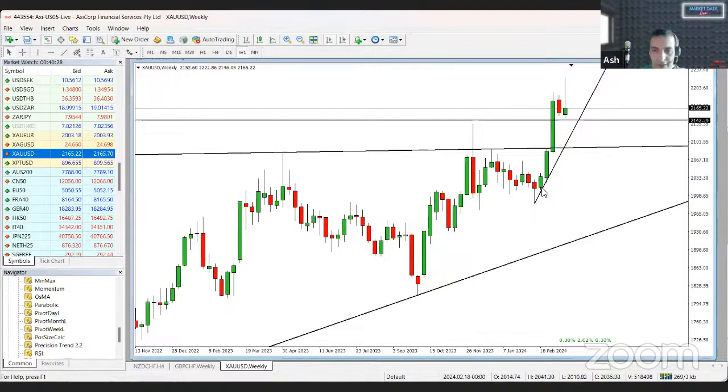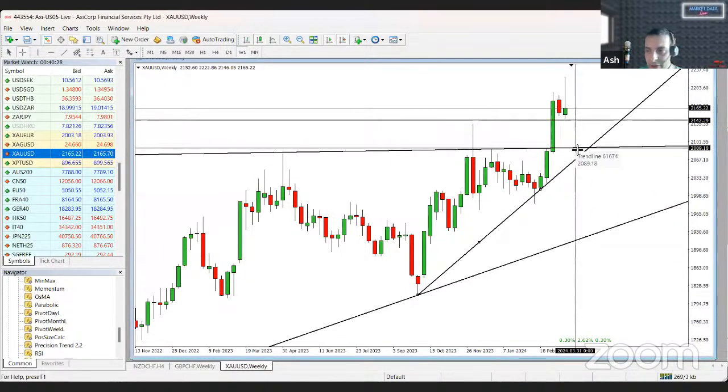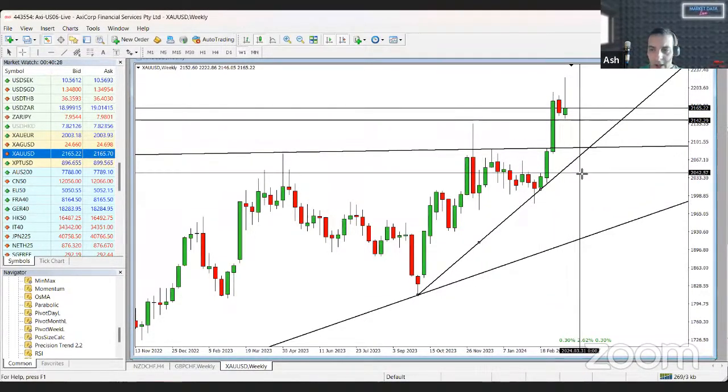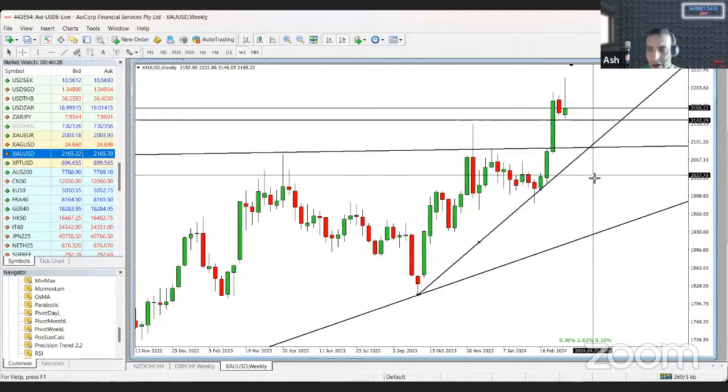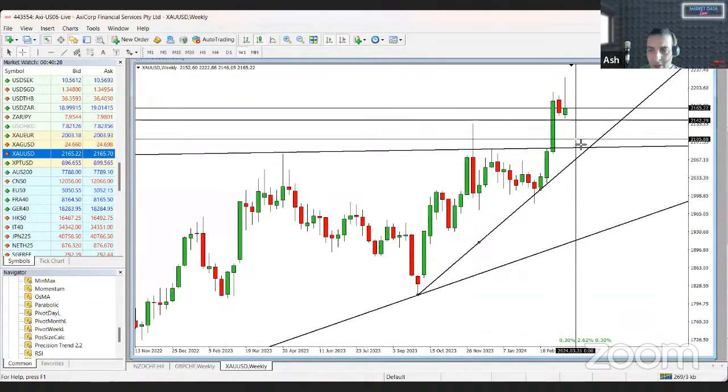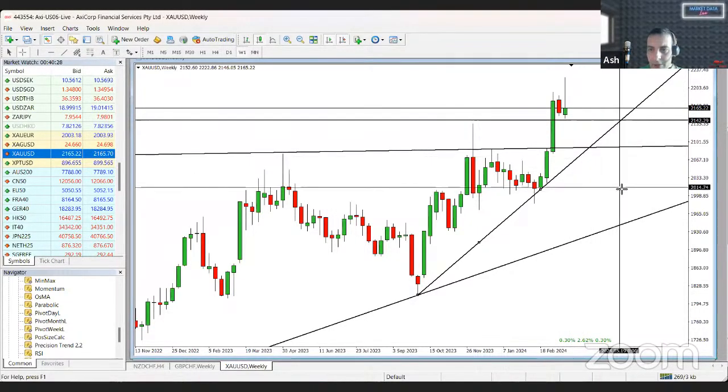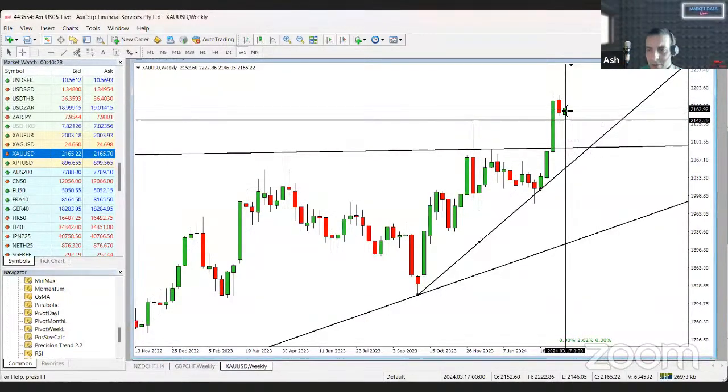Because the macro picture suggests long for gold, and it could even come down to this point here. Now these are futures, 2165 futures, so we're looking at 2190, but that would equate to around a 3% drop in gold. Is that right? 3% drop. Yeah, maybe 2 to 3% drop in gold.